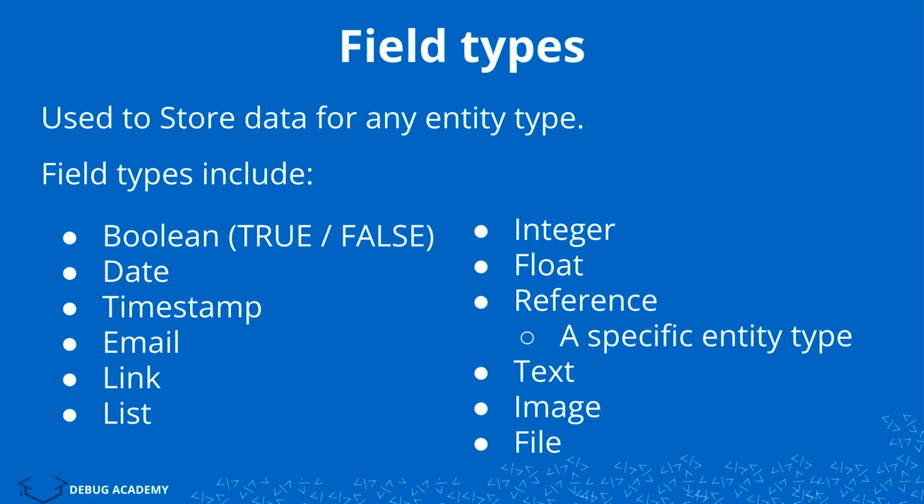This is a list of field types that you can add to your entity types. For our recipe entity, there was a preparation time field and a cooking time field. Those were both using the integer field type. For a user entity, it would be useful to have an email field type. I do want to highlight the reference field type because this allows you to reference another entity type.